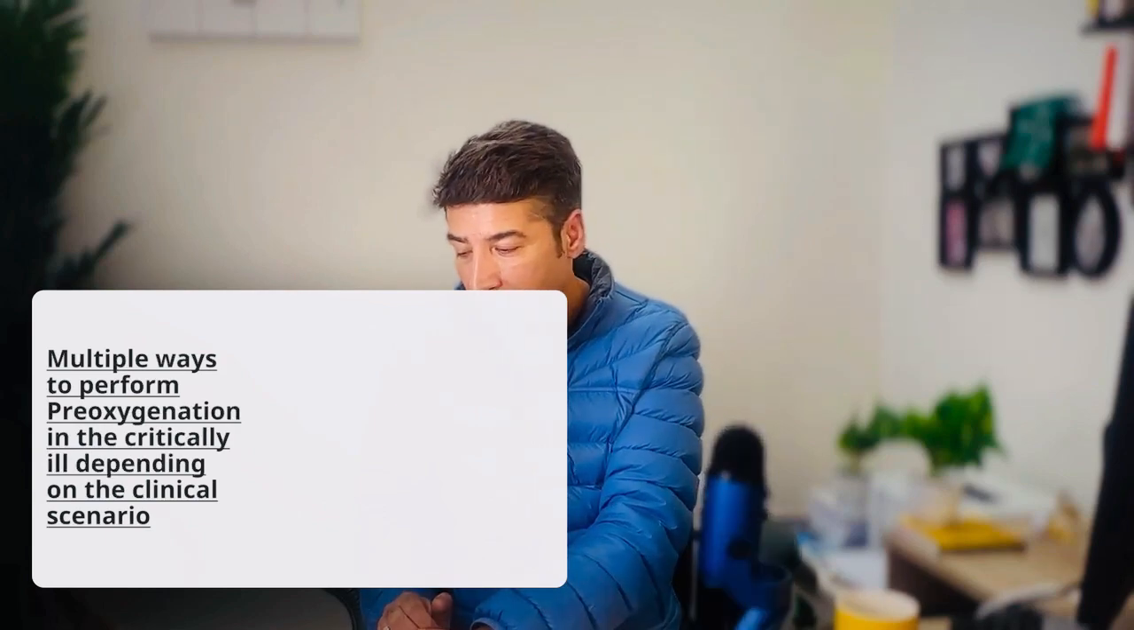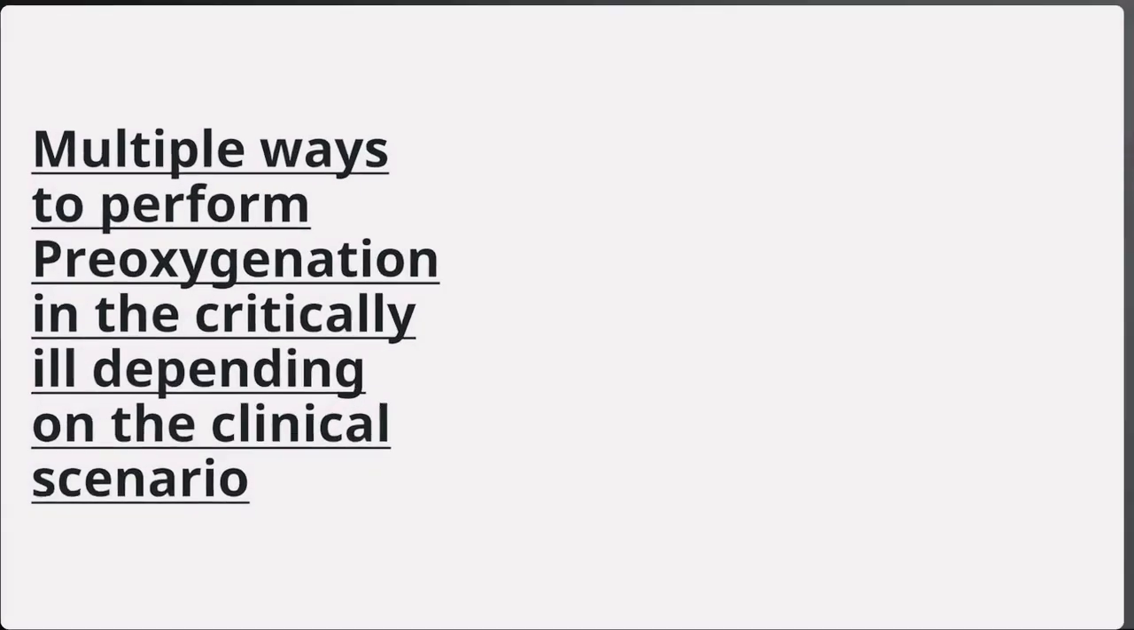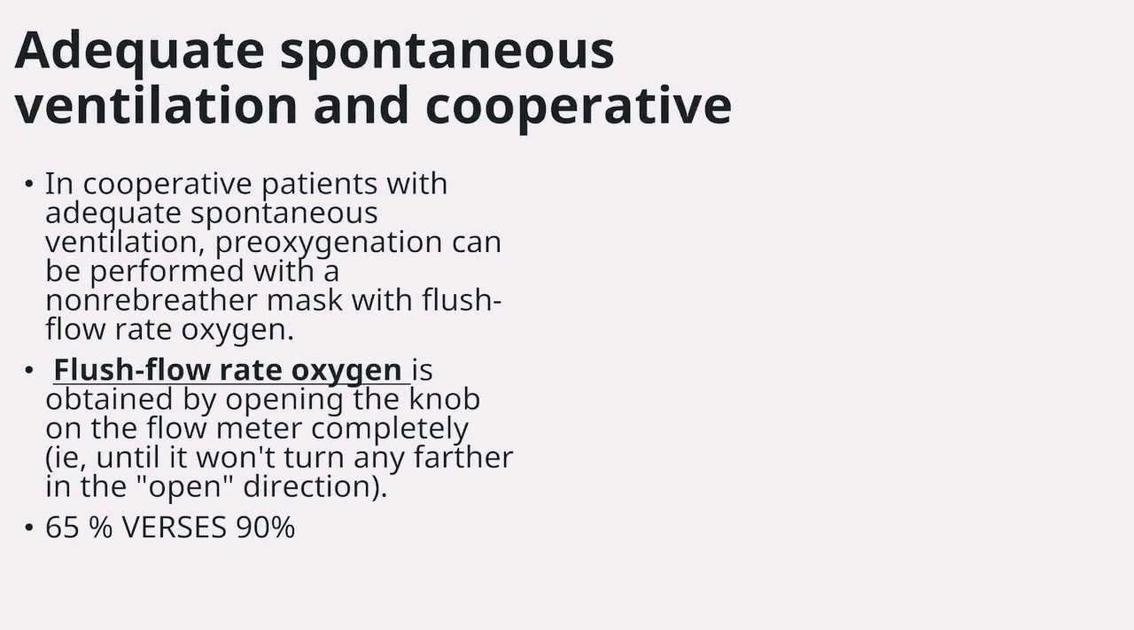Now, if the patient has adequate spontaneous ventilation and is cooperative, the patient is breathing and there are adequate respiratory efforts, you can keep a non-rebreather mask on, and the patient breathes through it for 3 to 5 minutes of pre-oxygenation.